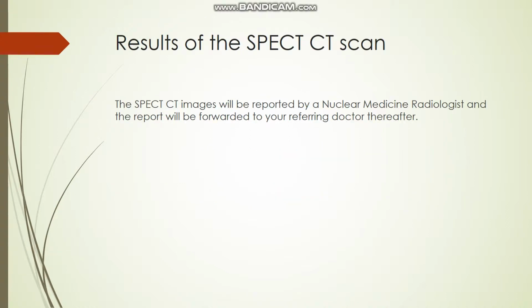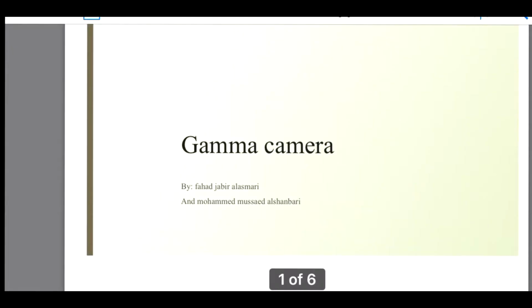Result of the SPECT CT scan. The SPECT CT imaging will be reported by the nuclear medicine radiologist, and the report will be forwarded to the referring doctor thereafter.